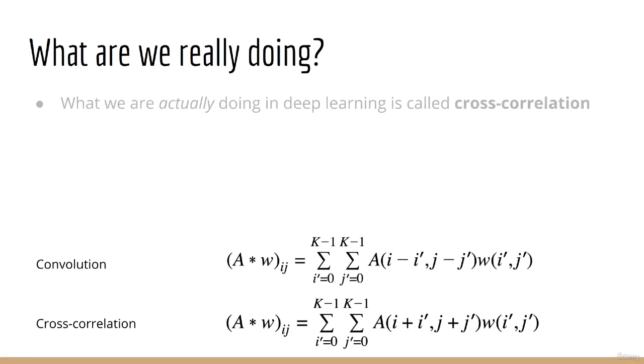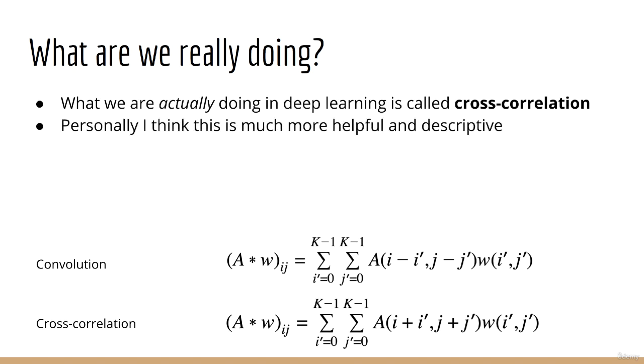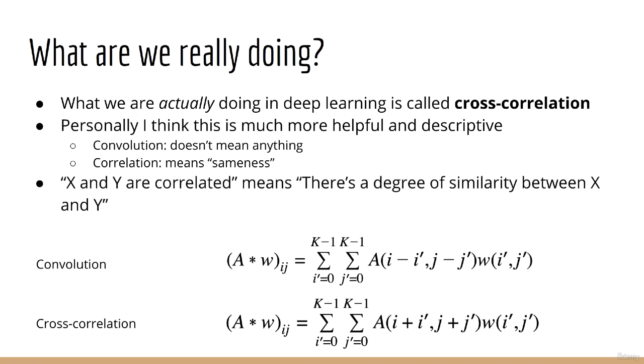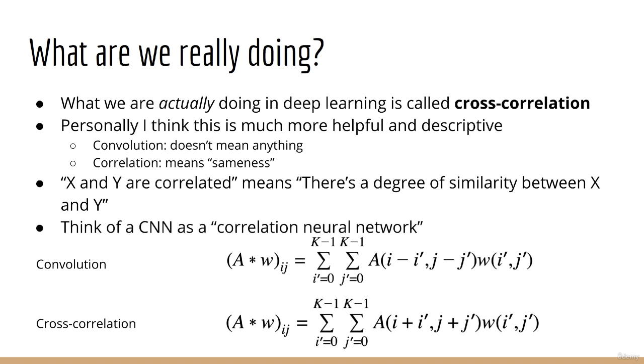In fact, what we are doing in deep learning is actually known as the cross-correlation. I actually think this is a much more helpful and descriptive name compared to convolution. Convolution in and of itself probably doesn't mean much to you, but the word correlation does. You probably think of the word correlated as sameness. So if I say x and y are correlated, that means to you that there's some degree of similarity between x and y. Therefore, you might think of CNNs as a correlation neural network rather than a convolutional neural network. The only difference between correlation and convolution is that convolution reverses the orientation of the filter, whereas correlation does not.